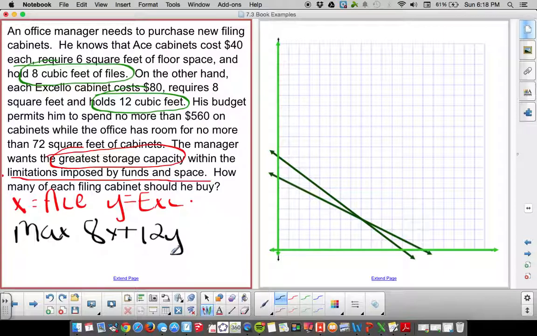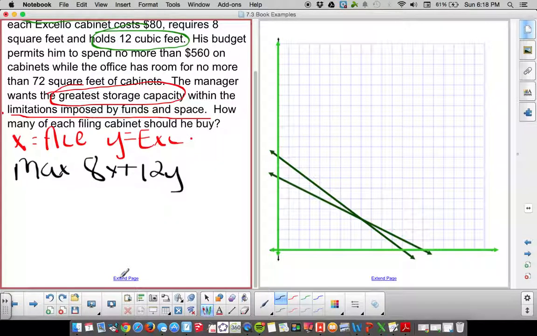Now I know I'm going to have limitations imposed by funds and space. So I know I'm going to have constraints on each of those. Now notice here it doesn't give me a quantity constraint. It doesn't say he can only buy 20 cabinets. We don't have that restriction here. We do know that he has to buy at least 0 cabinets. So we do know we're working with positive numbers, and we're only working in our first quadrant, which you can see here.